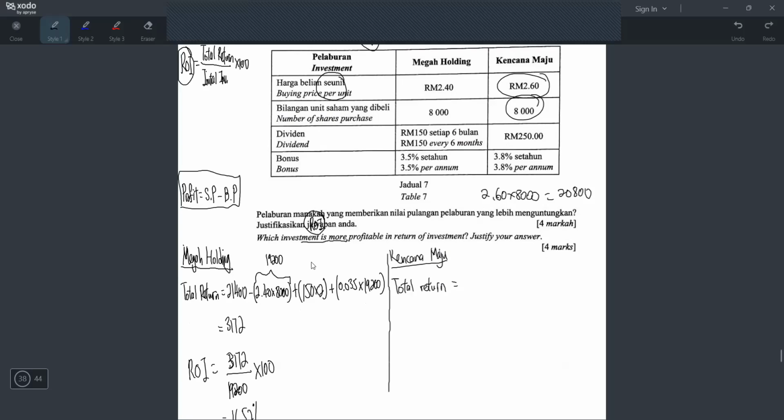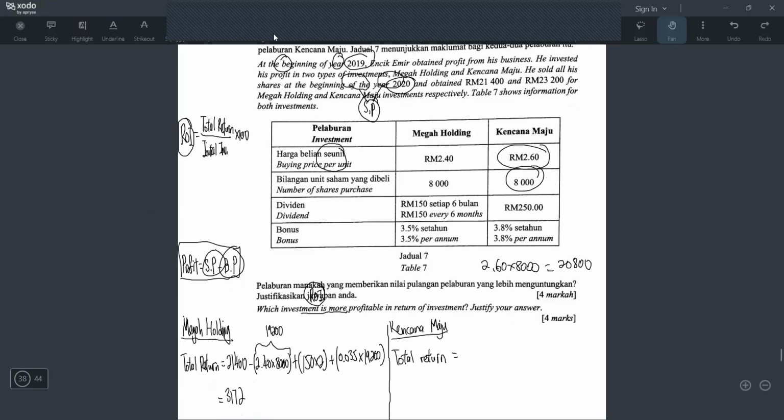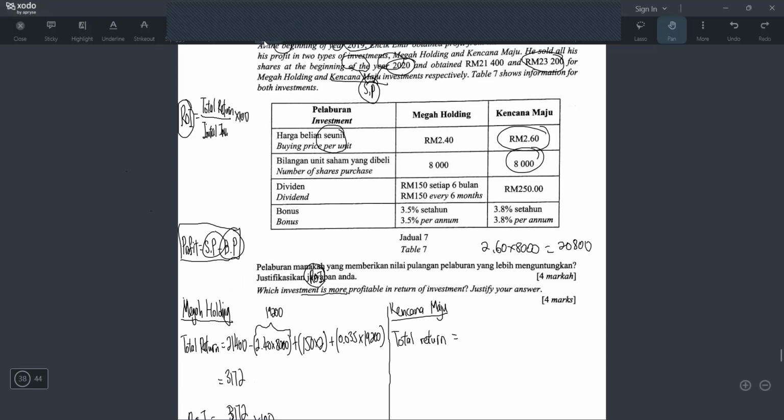But to get total return, to get the profit, you have to take the selling price minus the buying price. So when he initially bought is this, but when he sold for 23200 for Kencana Maju, he earned some profit. So it will be 23200 minus 20800 to get the profit. But that's not the only profit he earned. He also earned a dividend of 250, so plus that. And then plus bonus 3.8%. 3.8% is 0.038, because 3.8% means 3.8 divided by 100, and then times the buying price 20800.